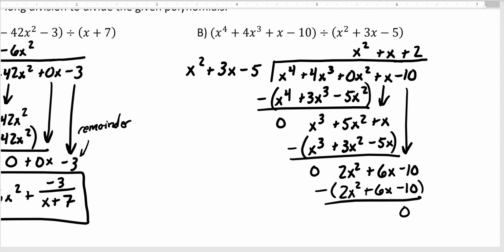What does that mean? That means that these are factors of this original polynomial: x squared plus 3x minus 5 times our quotient, x squared plus x plus 2, would give me x to the fourth plus 4x to the third plus x minus 10. Very cool.